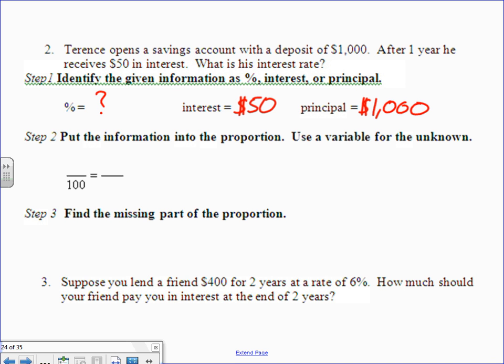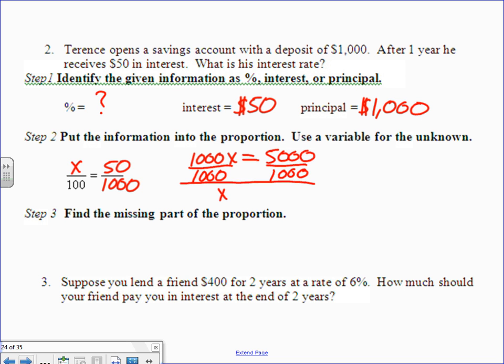We go ahead and put this information into our proportion now. The percent we don't know, so that's our X. The interest was $50. The principal was $1,000. Again, cross multiply. So you'd have 1,000X equals 100 times 50, which is 5,000. And then just go ahead and divide by 1,000. And you get X to be 5, so it would be 5% in this case.